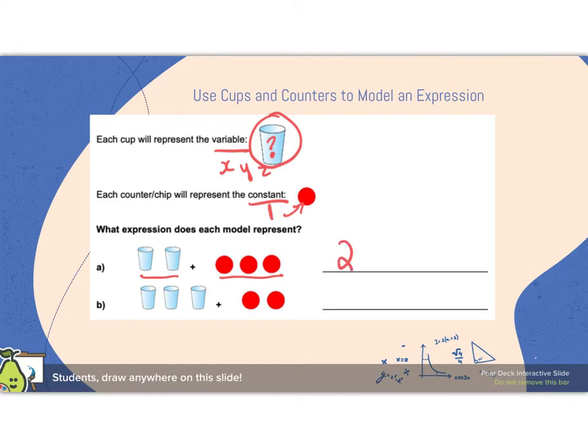So this first one, there's 2 cups and 3 counters. So this could be something like 2 cups plus 3, so 2C plus 3, I could use any letter. So the next one might be something like 3x plus 2. So this tells me there's 3 of the exact same cups I don't know the value of, and 2 that I can see, so I know this is exactly worth 2.